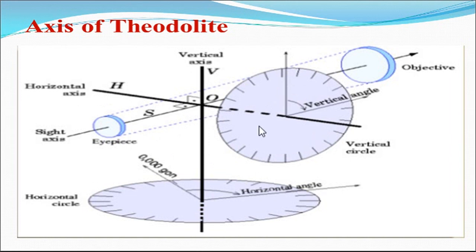Actually these are the verniers where we measure the angles. When we measure the angle with the vertical circle, it is the vertical angle, measured by the vertical circle. Similarly, the horizontal angle is measured by the horizontal circle. In a theodolite both circles are there, and this is the line of sight.